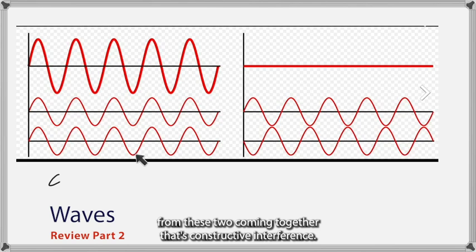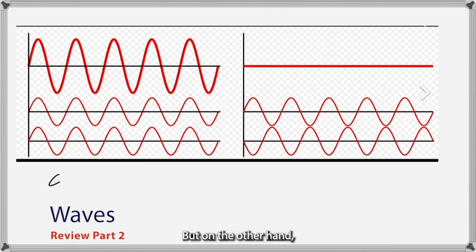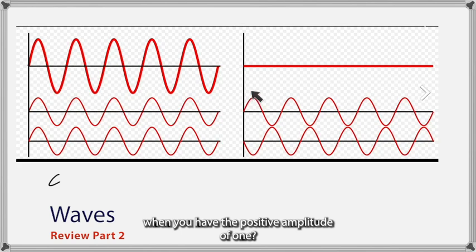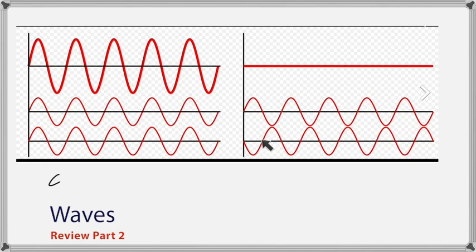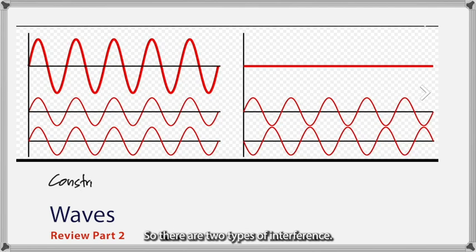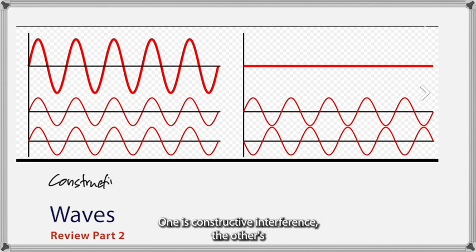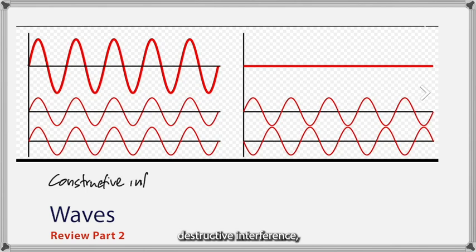That's constructive interference. But on the other hand, if the two waves are out of phase by 180 degrees, what does that mean? Where you have the positive amplitude of one, exactly at that point you have the negative amplitude of the other, and the negative with the positive, so they cancel out completely. This is called destructive interference. So there are two types of interference. One is constructive interference, the other is destructive interference.